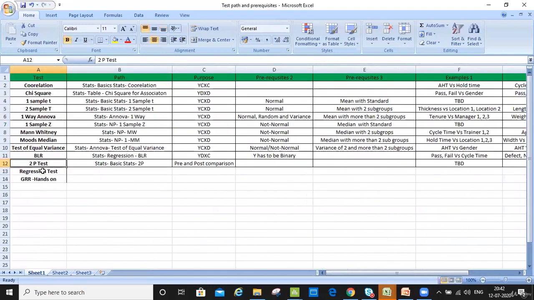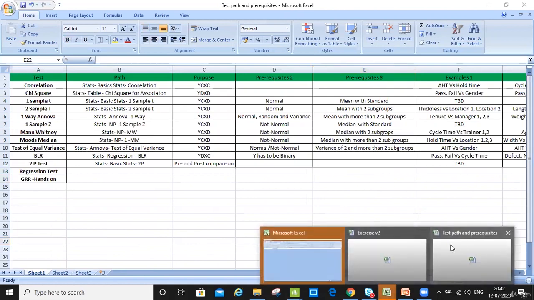Okay, so the regression test is also done. Now we are left with Gauge R&R, the hands-on exercise that we have done. So let's do that, and I will just repeat about Gauge R&R as well, so that we can all relate to what we discussed last week.